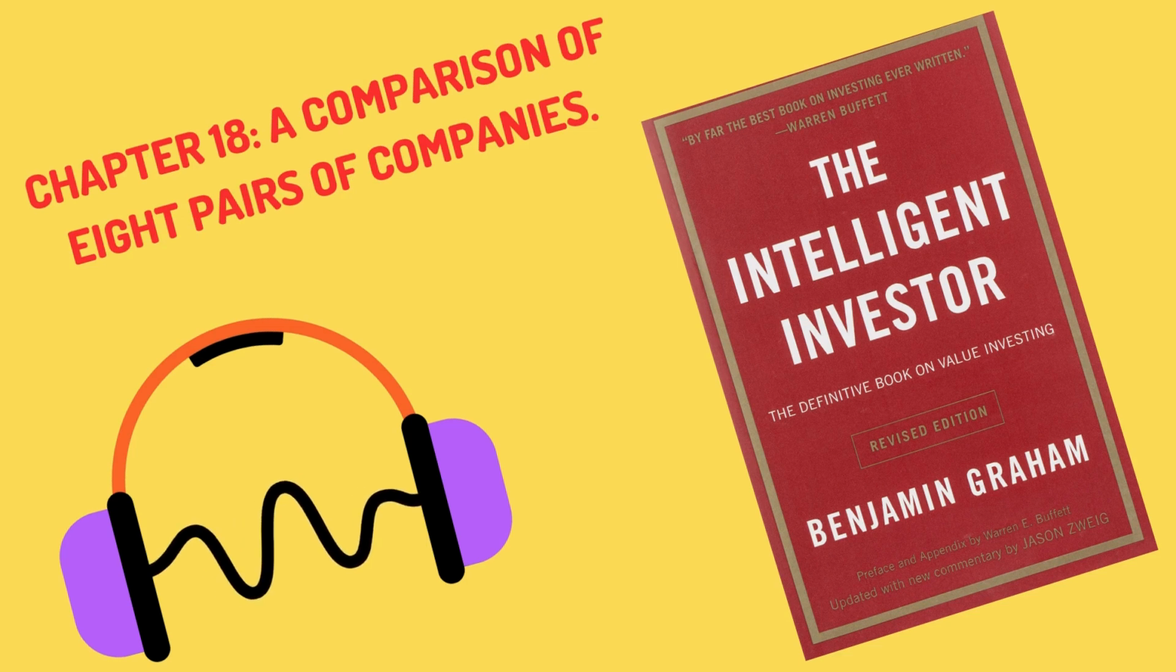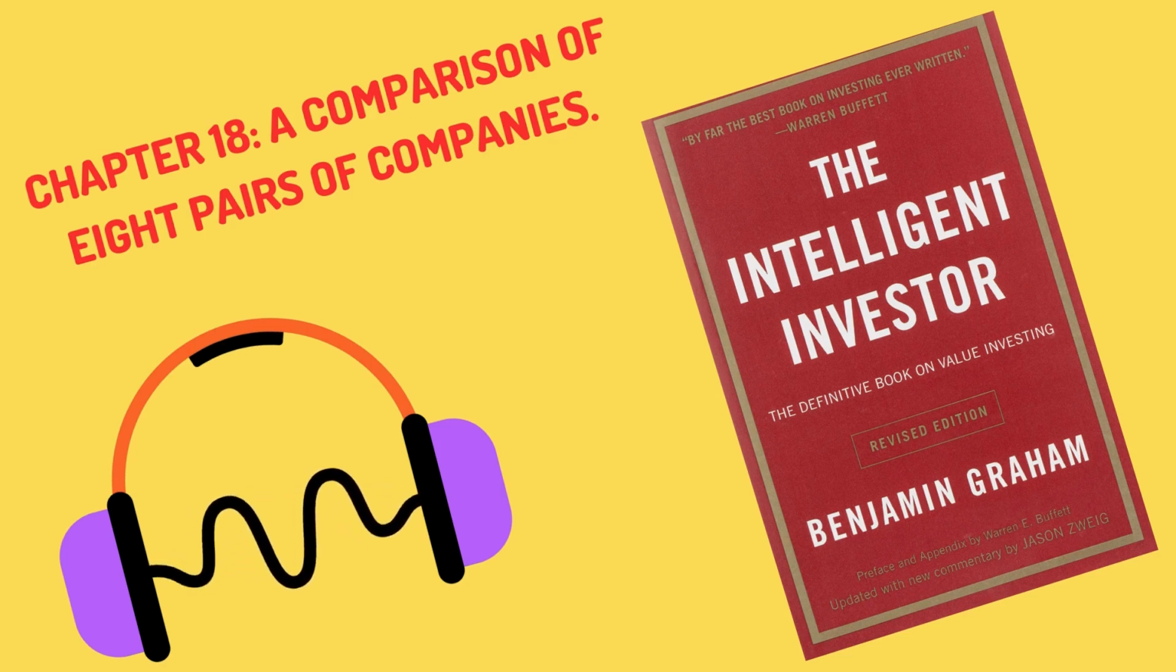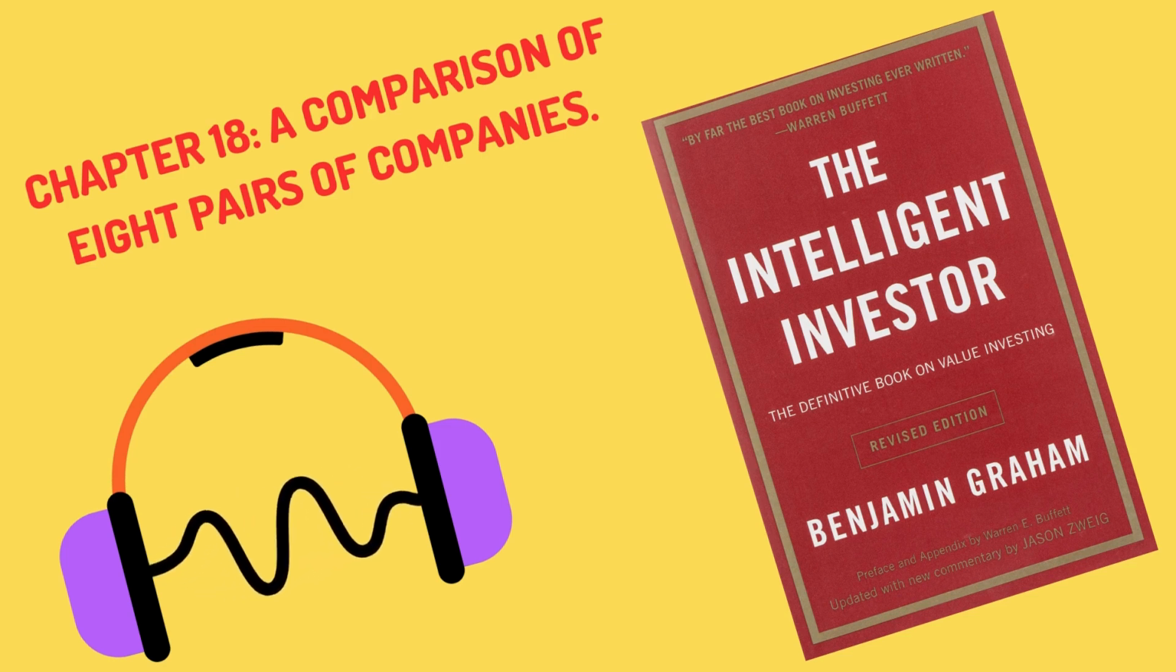Chapter 18: A comparison of 8 pairs of companies. This chapter presents a comparative analysis of 8 pairs of companies from various industries. Benjamin Graham examines the company's financial performance and provides insights on how investors can use this information to make informed investment decisions. The pairs of companies are chosen from similar industries, and in each pair, one company is typically larger and more established, while the other is smaller and less well-known.